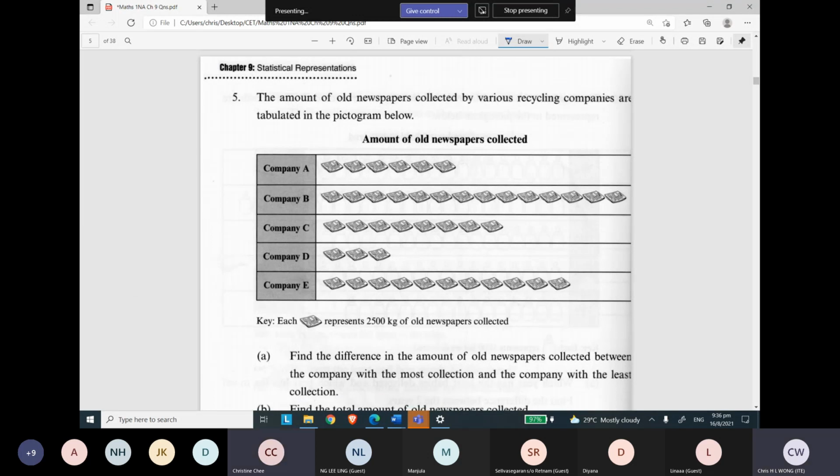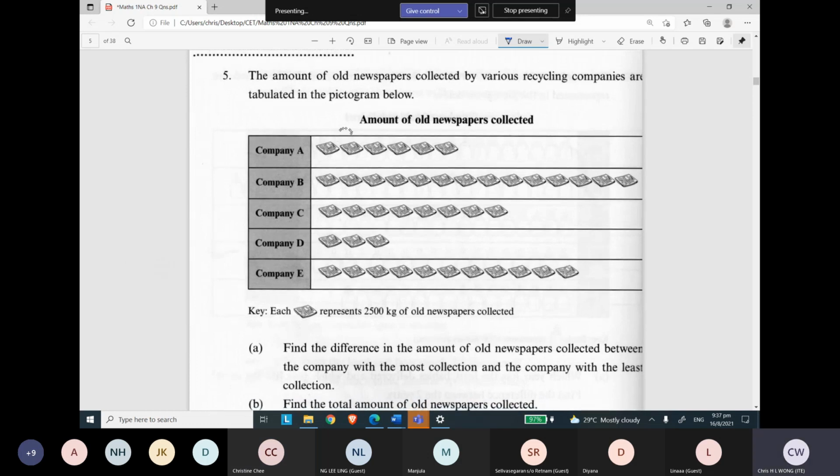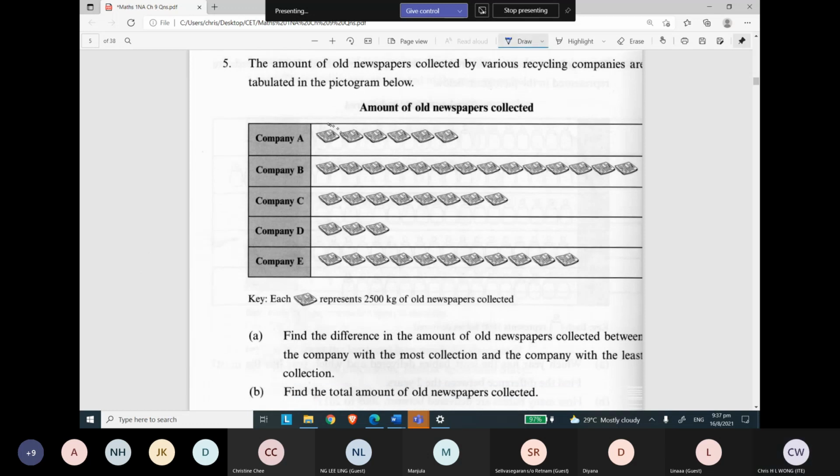Yeah, newspaper. The amount of old newspaper collected by various recycling companies are tabulated. Wow, 2,500 kg. My goodness. Okay, first one, Jeffrey. 1, 2, 3, 4, 5, 6. 6 times 2,500. You see, Jeffrey? 15,000. Yeah, okay.